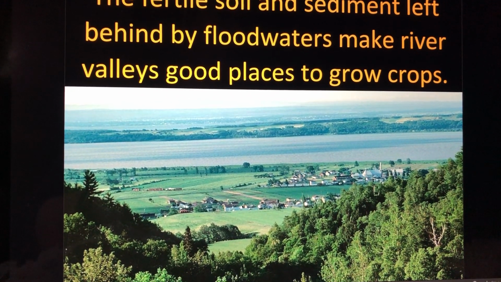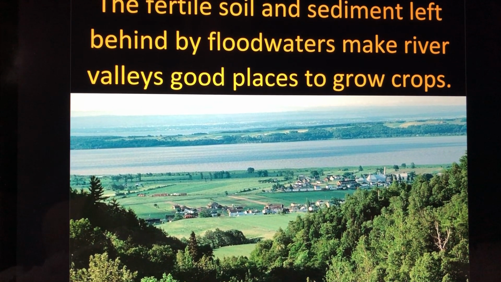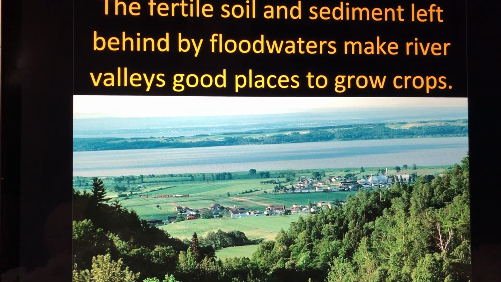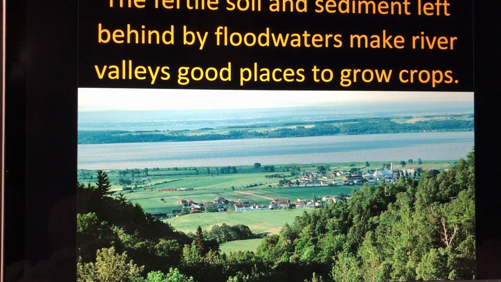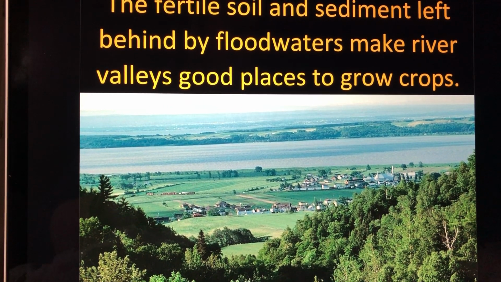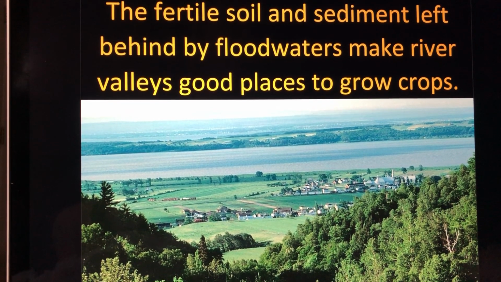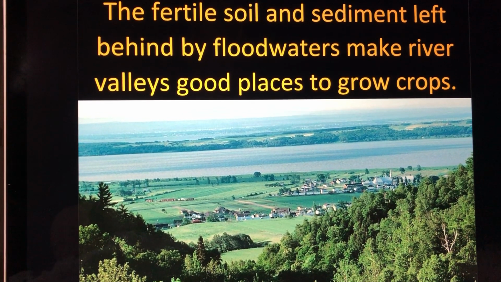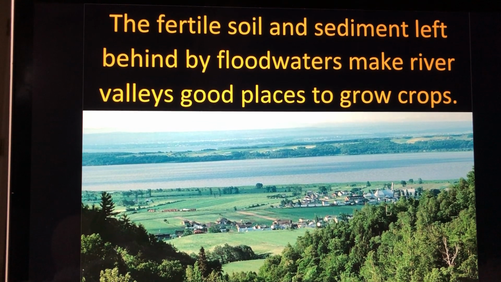Maybe you've heard in social studies about the two great rivers, the Tigris and the Euphrates. It's in the area of Turkey and Iran today, and they were really good places to grow crops. The Nile River in Egypt is a really good place to grow crops.